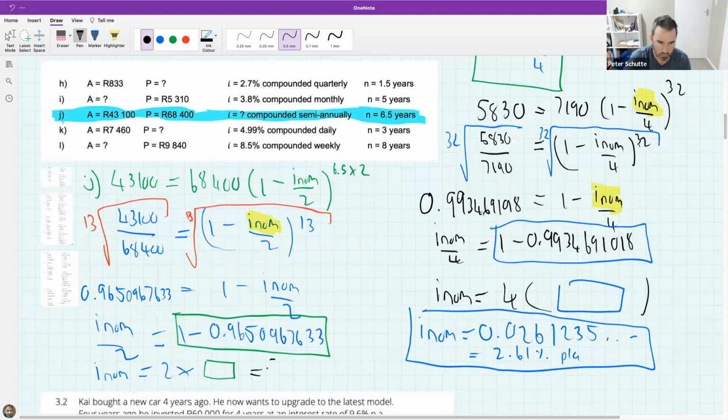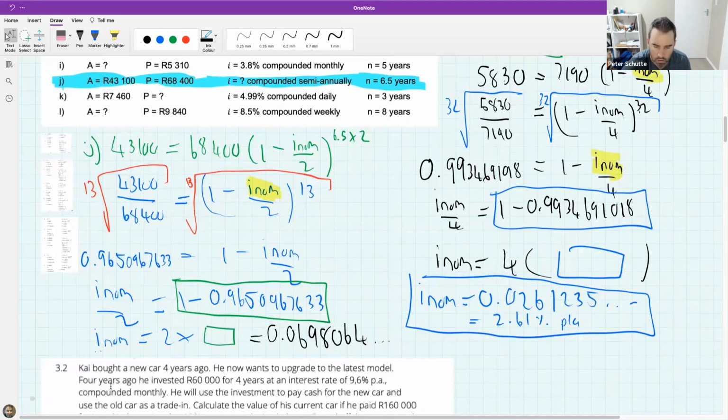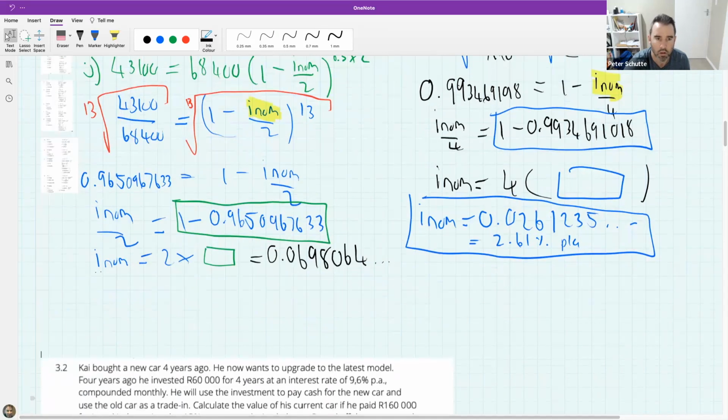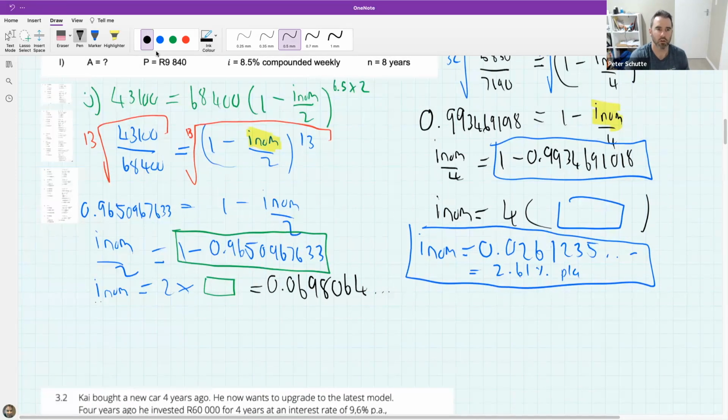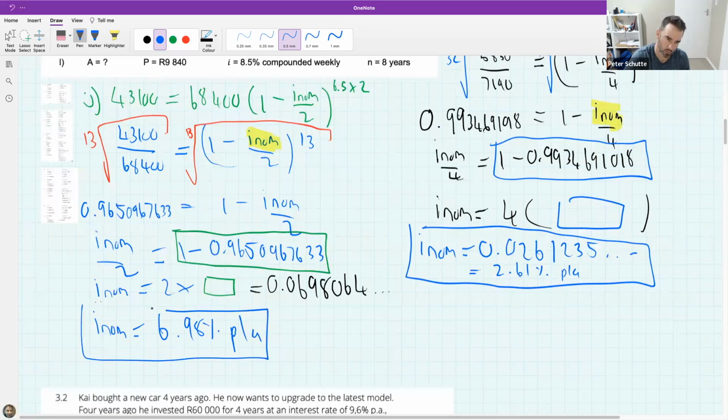So what are we getting for our answer there? Our depreciation rate should be 6.98% per annum, or 7 if you're rounding off to the nearest percentage.